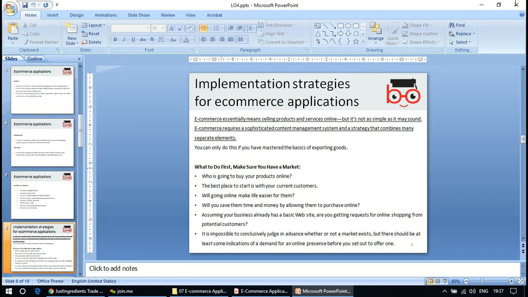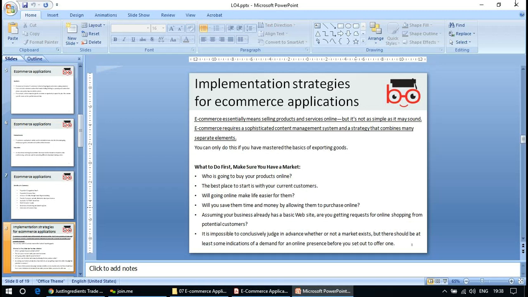Now, what are the strategies? What to do first? Make sure you have a market. That's one of the strategies. If you know you have a market, then it's the best strategy and first step towards this. Like, who's going to buy your products online? The best place to start is with your current customers. Will going online make life easier for them? That's a question. Will you save them time and money by allowing them to purchase online?